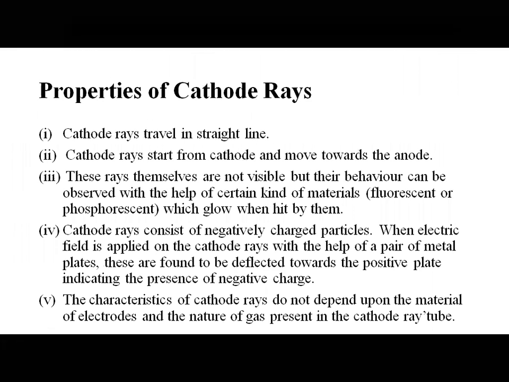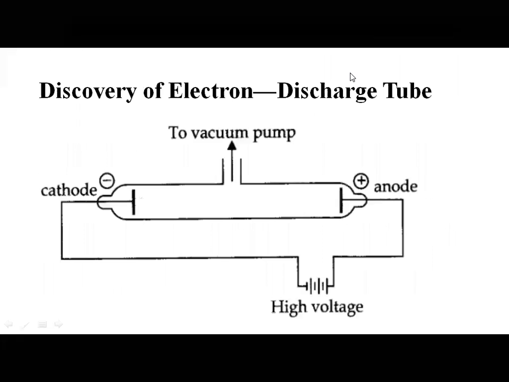So what are the properties of cathode rays? The first one: cathode rays travel in a straight line. Now the question arises: the rays were invisible, then how can we say they travel in a straight line? You can see here, when this discharge tube was taken, it was found that the rays were originating from the cathode and moving towards the anode. And the first property says cathode rays move in a straight line.